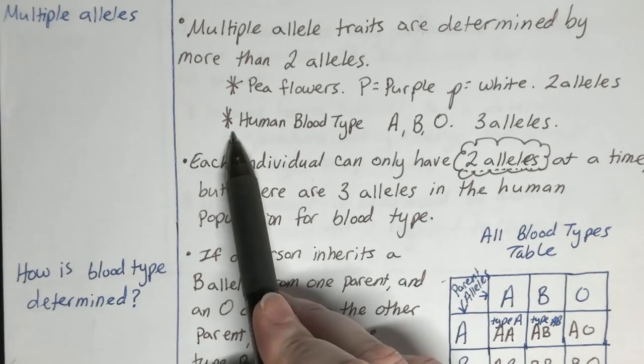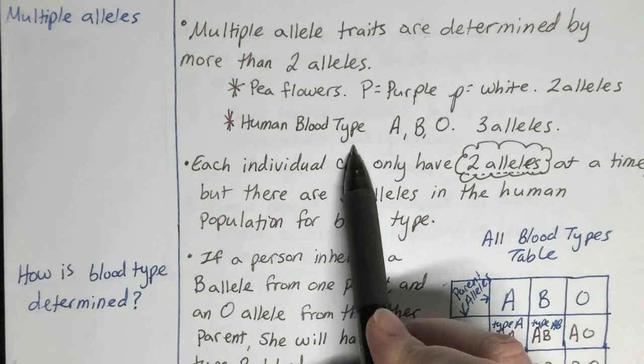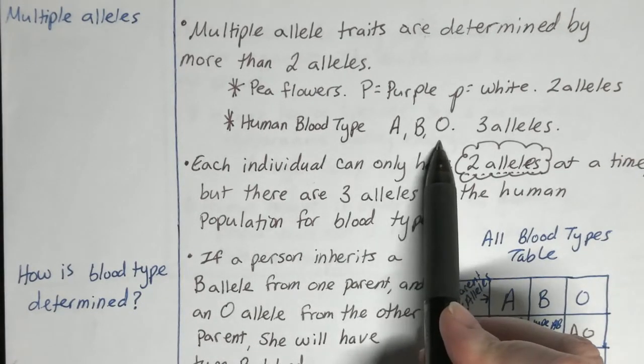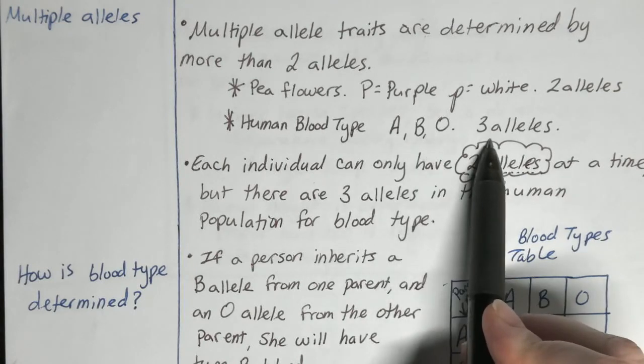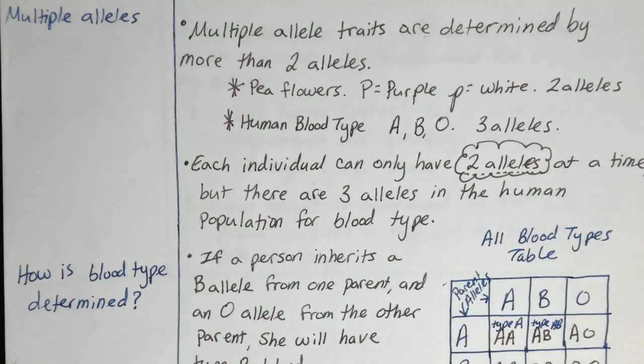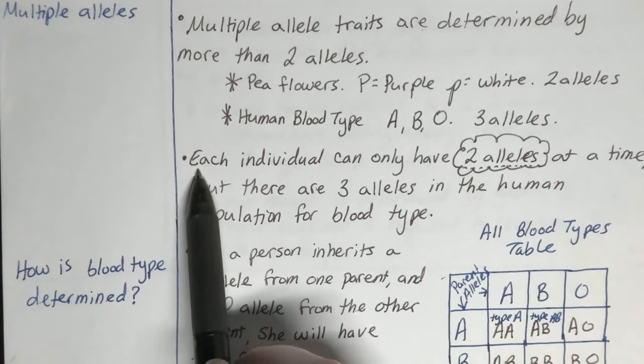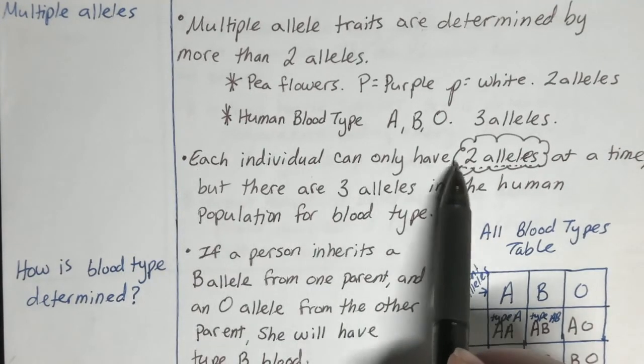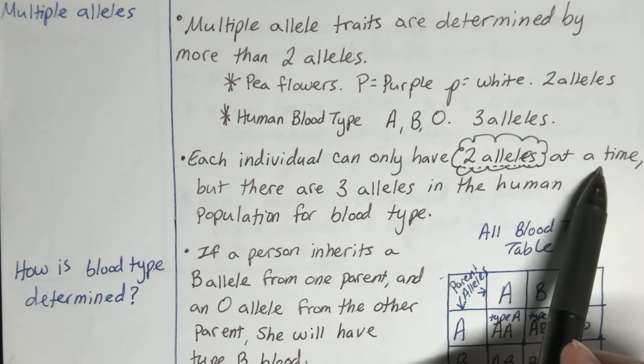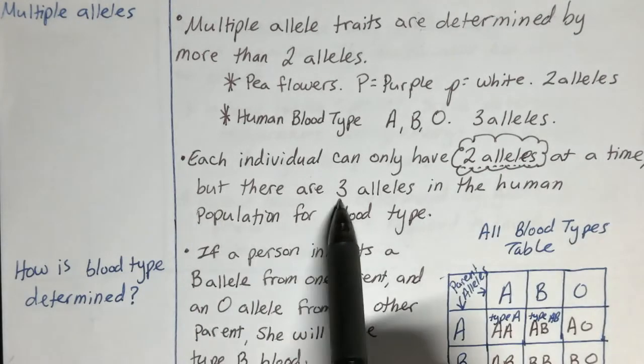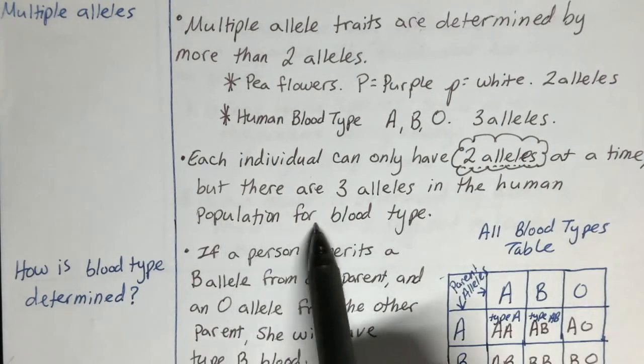But if we're talking about something like human blood type, we actually have 3 alleles. It can be A, B, or O. It's determined by 3 different possible alleles. However, we still only have 2 alleles in our body for blood type. So each individual can have 2 alleles at the same time, but there are 3 alleles in the human population for blood type.